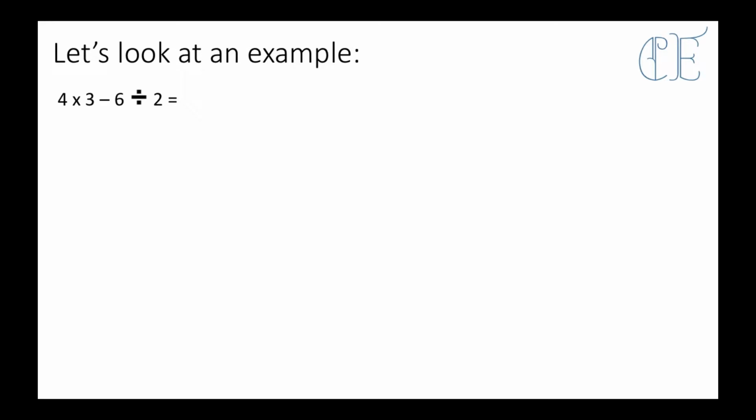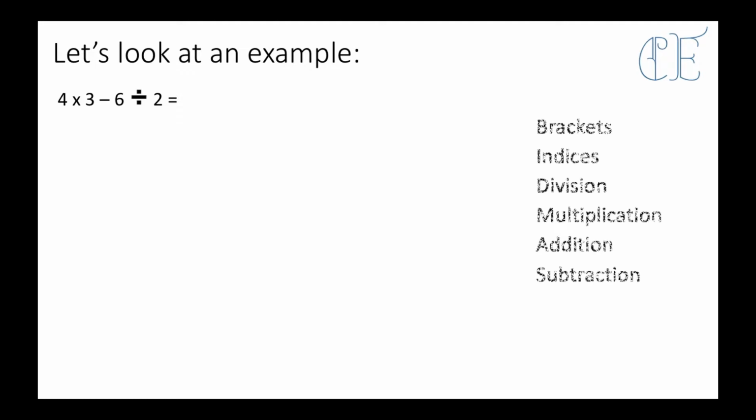We have 4 times 3 minus 6 divided by 2. Now this is a really simple example and you will have ones that are more difficult than this, and we'll go through some of those as well. So let's look at our BIDMAS. We don't have any brackets, so we don't need to do that. We don't have any indices, no powers like squared, cubed, square root or cube root. But we do have a division, so let's do the division first.